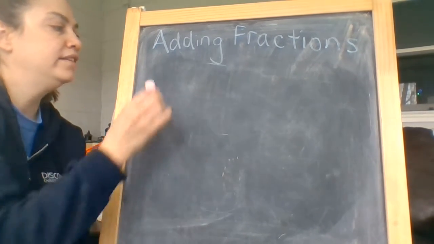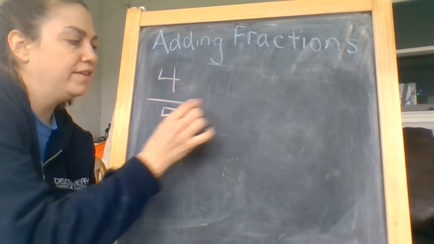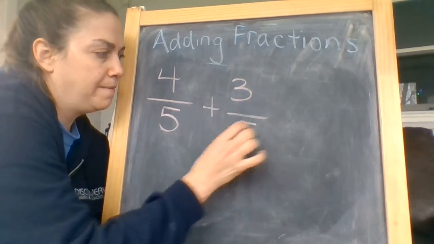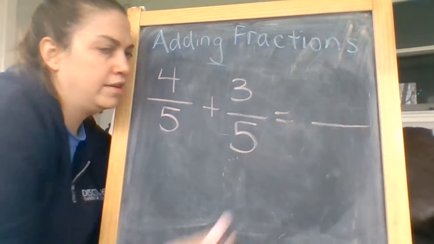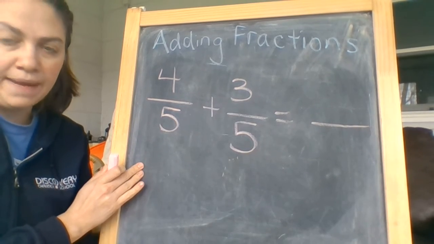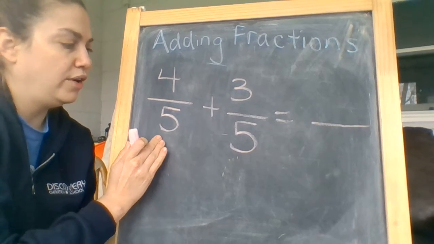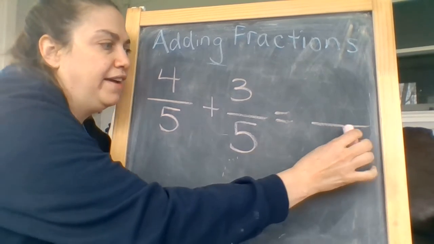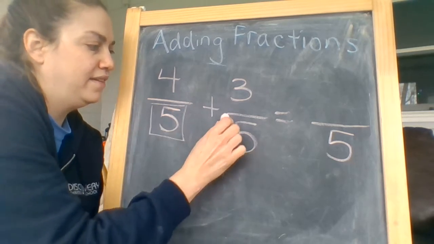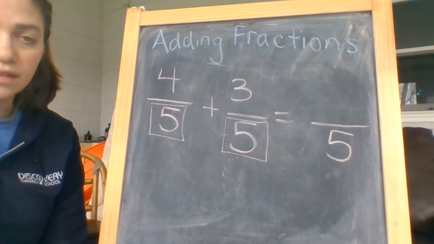Let's add 4/5 plus 3/5. Okay, my denominator is 5. It's the same. It's a common denominator. I do not have to change it. So I'm going to just move that 5 into my answer. I'm going to move that, how many pieces on one whole, into my answer right now so I don't forget.